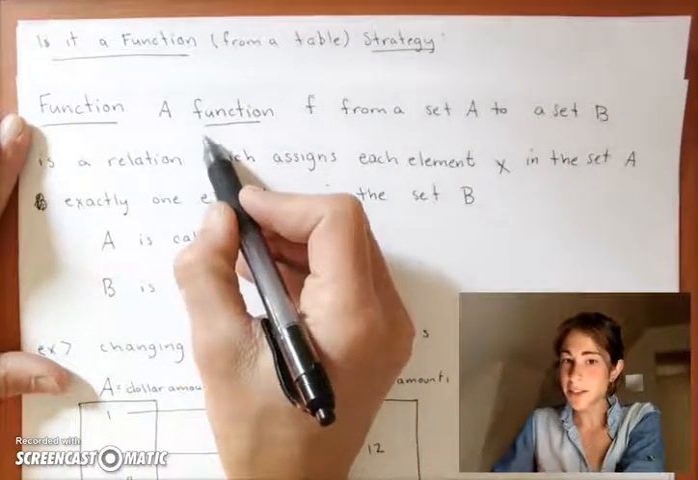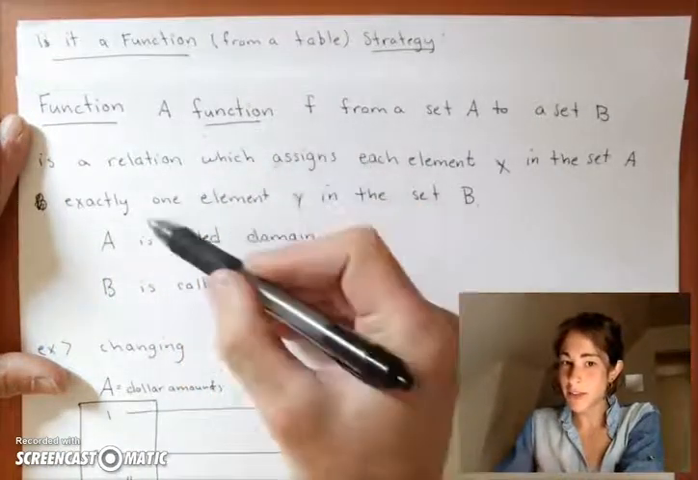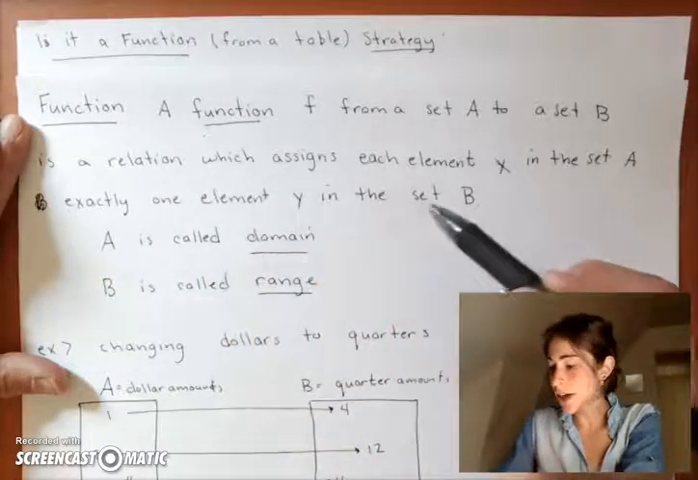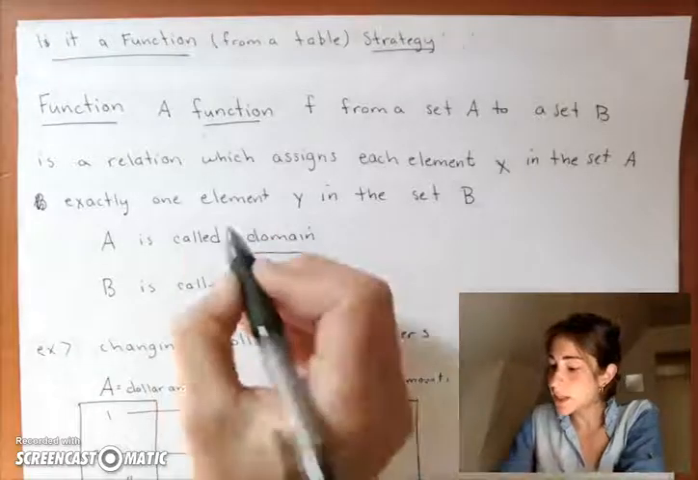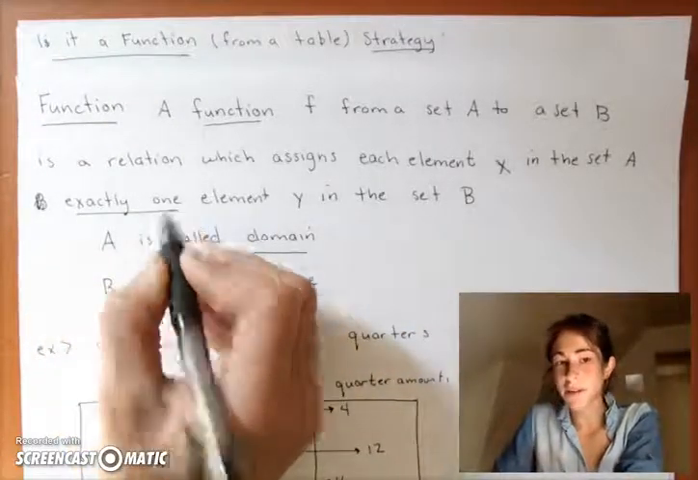A function is a relation which assigns each element in one set exactly one element in another set. So the exactly one is the part that we're focusing on.